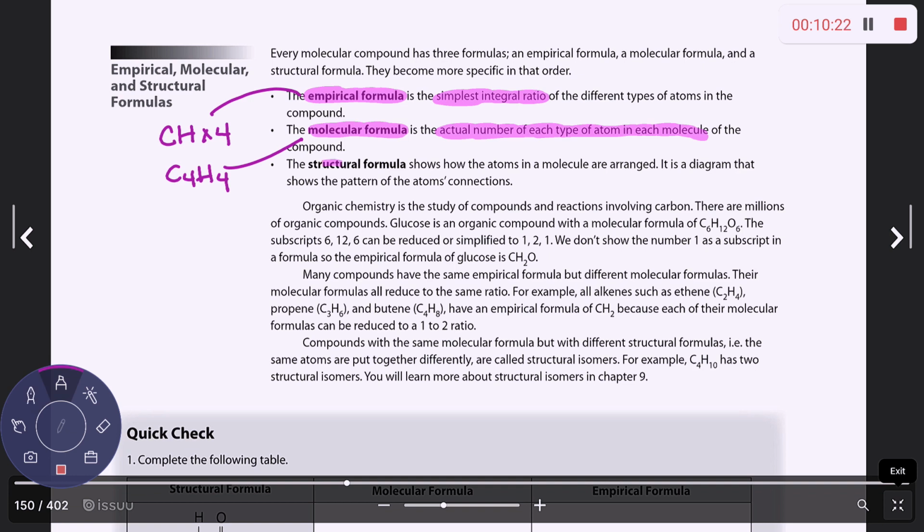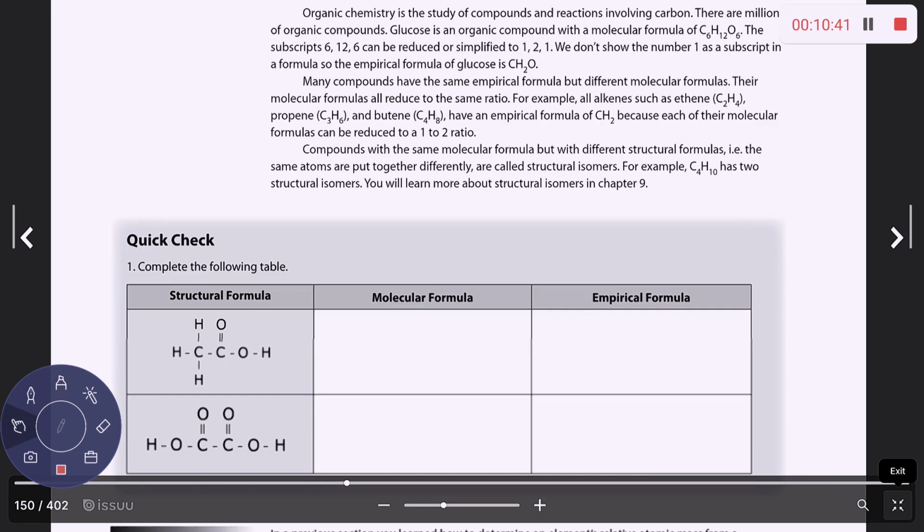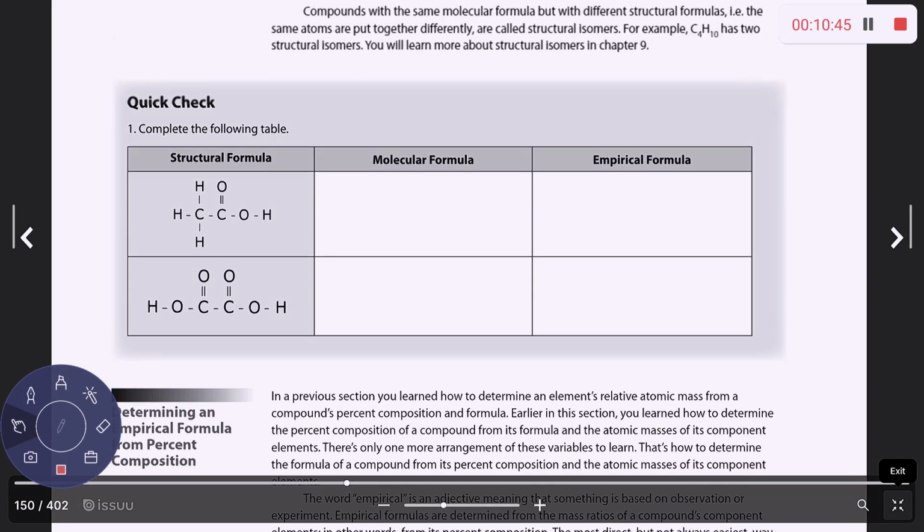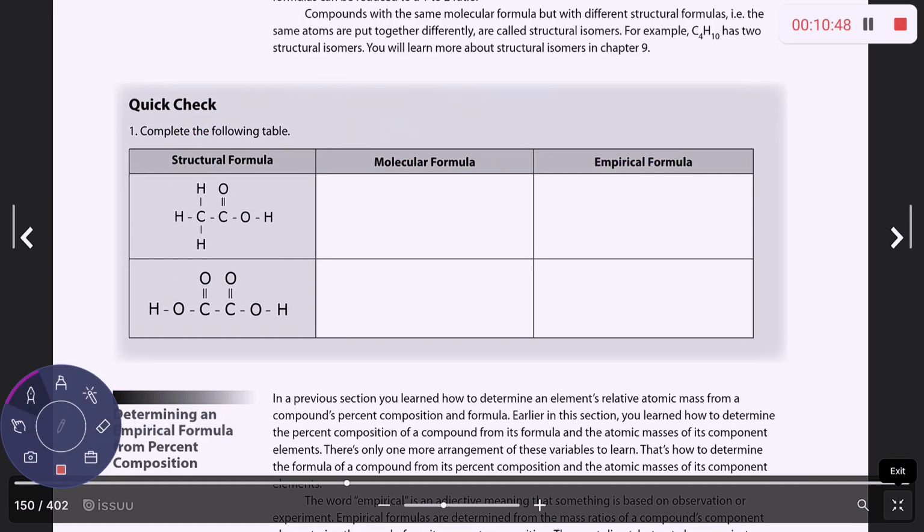Now, the structural formula simply shows you how all the atoms in the molecule are bonded to each other. That's it, okay? Reading them and deducing what you have from them is a really useful thing to be able to do, okay? So let's take a look down at the quick check. Let's come down here. And you'll see that they gave you the 2 examples of structural formulas, okay?